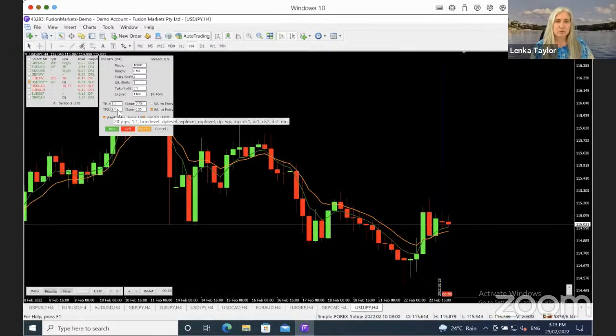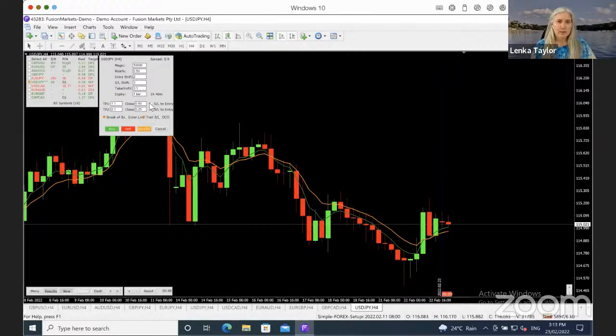TP2 would be at risk to reward ratio 1-to-2. And again, you can choose how much of the trade you would like to close. So let's put this at half. Just be mindful that if you are trading a small capital, then you may not be able to take out profits that many times, okay?